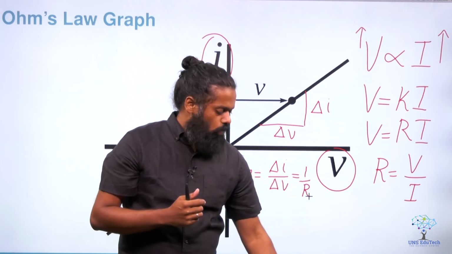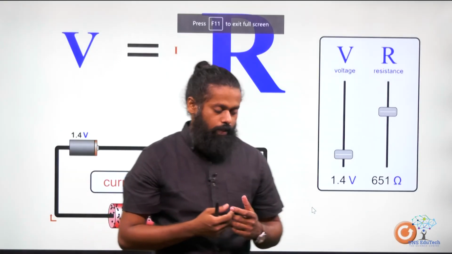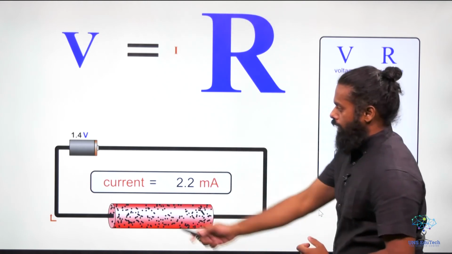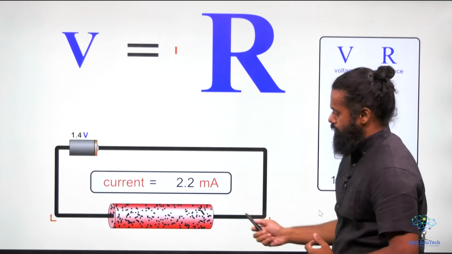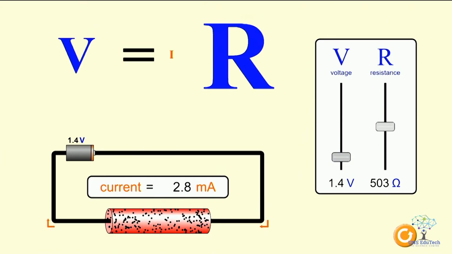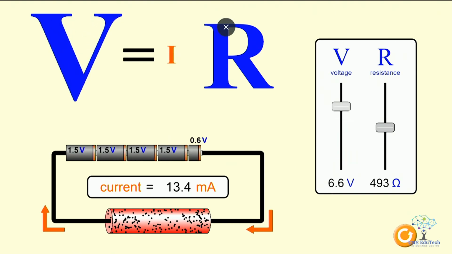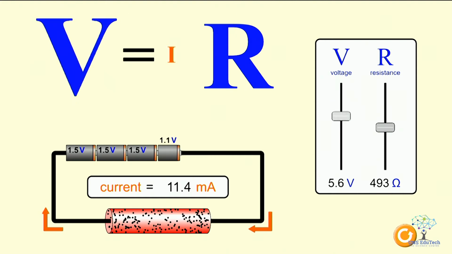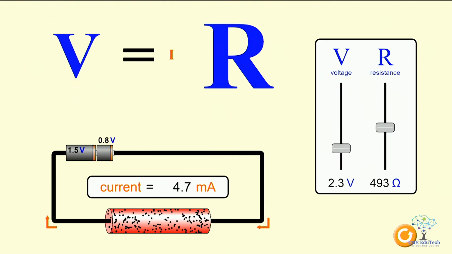Now, let us see one simple animation so that you will get much more idea about Ohm's law. Here we have a conductor and a voltage source, and you are completing a circuit through some wires. Now, I am fixing the resistance, for example, at 493 ohms. If I change the voltage, you can see that if I increase the voltage, the current is also increasing. Now, if I reduce the voltage, you can see the current is reducing.